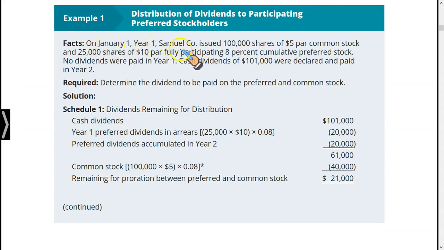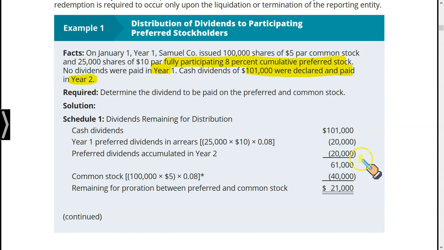On January 1st, year 1, Samuel Company issued 100,000 shares of $5 par common stock and 25,000 shares of $10 par fully participating, this is key, 8% cumulative preferred stock. No dividends were paid in year 1. Cash dividends of $101,000 were declared and paid in year 2. Now this is important. Remember, since the preferred stocks are cumulative, calculate what you need to pay every year. Determine the dividends to be paid on the preferred and common stock.